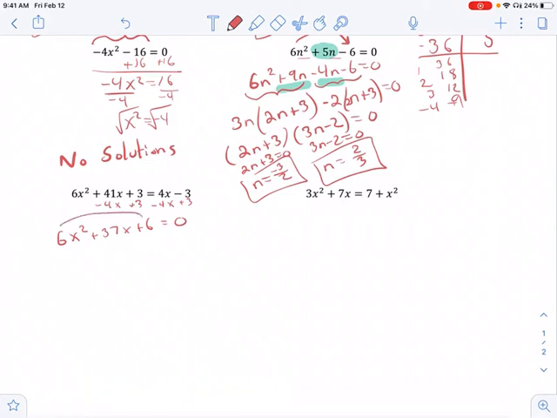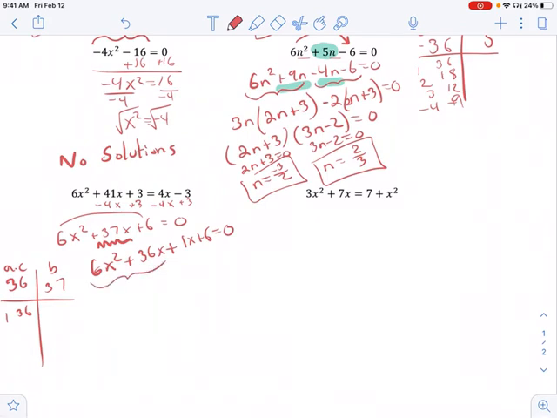So I'm just going to start by saying, okay, 6 times 6 is 36. That's my a times c. My b value is 37. And I don't need to think too hard on my factors here because 1 and 36 is going to work out for me. So I'm going to break apart this 37x into plus 36x plus 1x plus 6 equals 0.